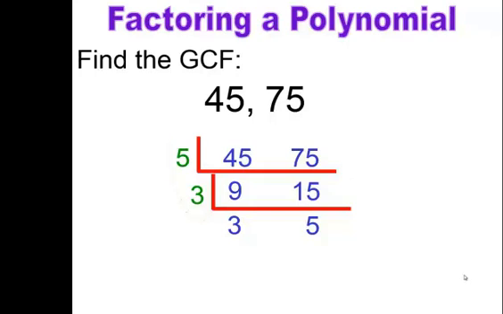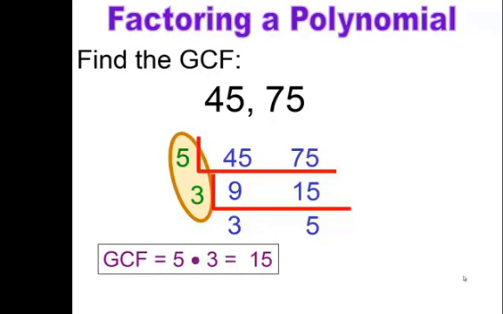So my greatest common factor is going to be the numbers on the left side multiplied together. 5 times 3 is going to give me 15. So 15 is the greatest common factor for 45 and 75.